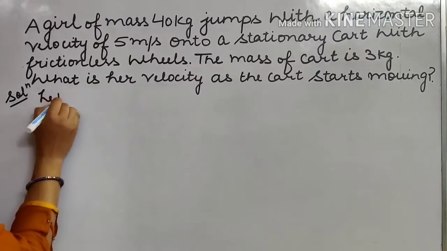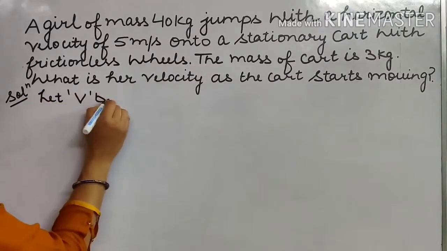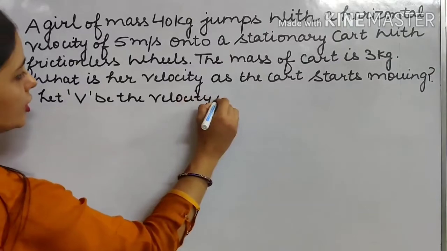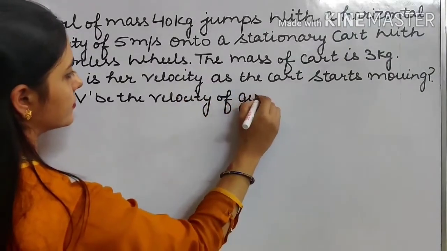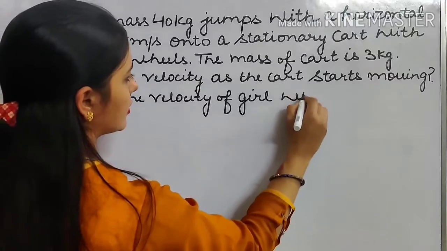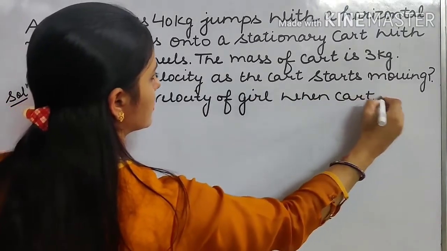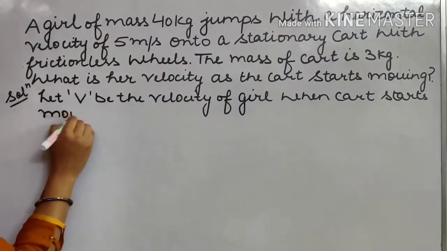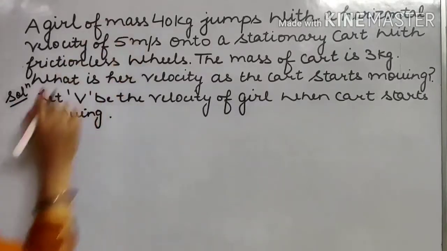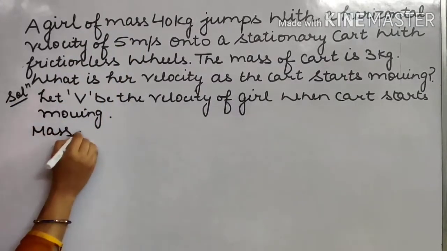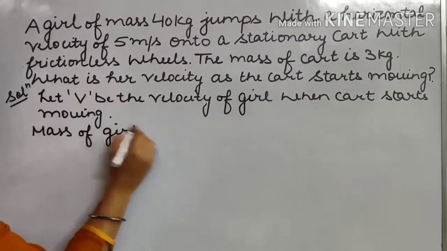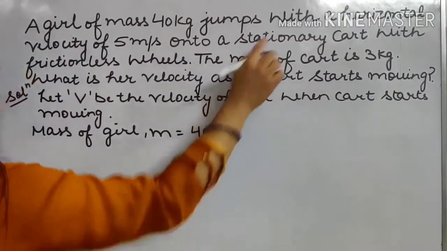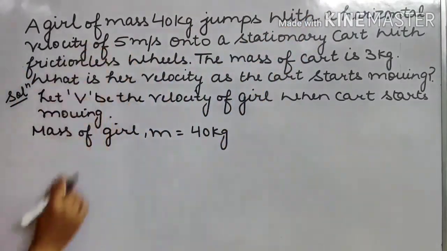Let us consider V be the velocity of girl when cart starts moving. In this question, mass of girl is given. Let's say small m, that is equal to 40 kg, and her horizontal velocity is given.